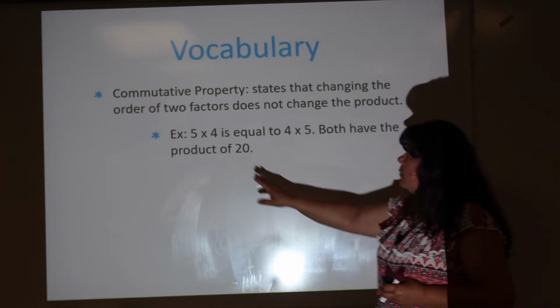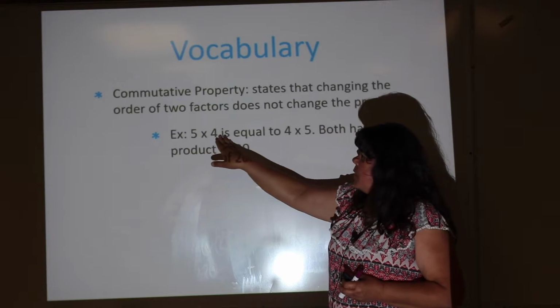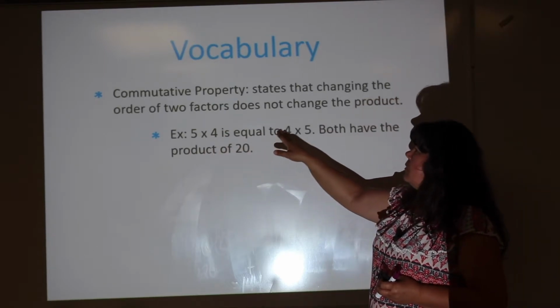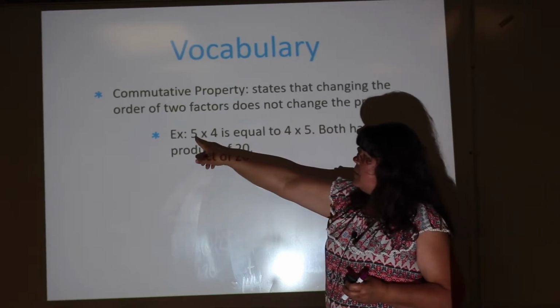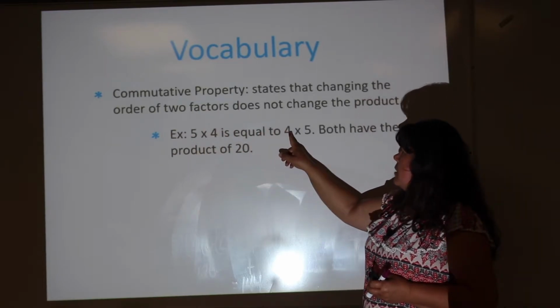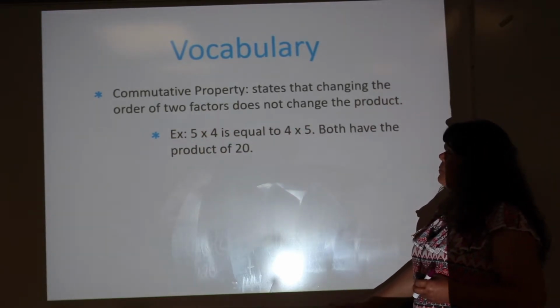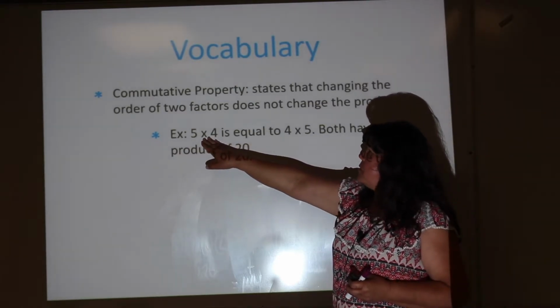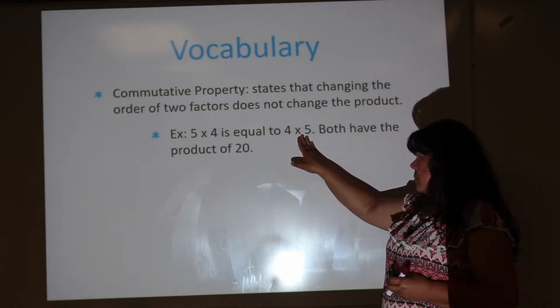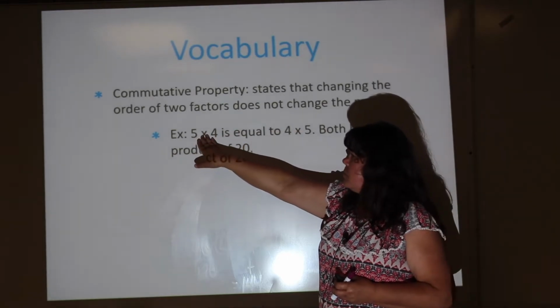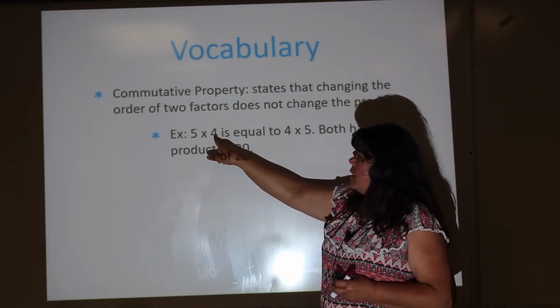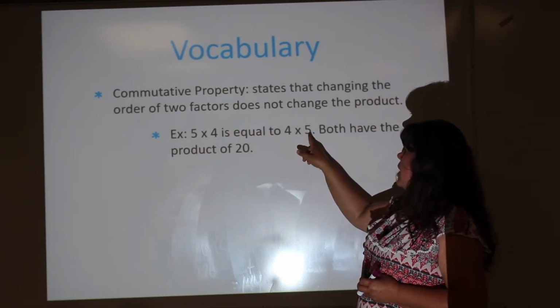So here's an example. 5 times 4 is equal to 4 times 5. See how we did that? Was 5 first. We just switched these two together. We just switched them. Both have the product of 20. 5 times 4 is 20. 4 times 5 is 20. We have the same thing with addition. If this was addition, 5 plus 4 equals 9. 4 plus 5 equals 9.